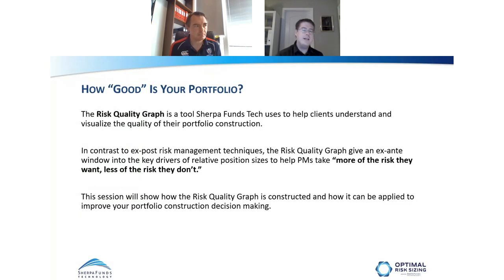And so today, what we're going to talk about is this concept of the risk quality graph. It's a way to visualize your portfolio and to visualize how well built it is. It's driven by what we view as the key drivers of position sizing and portfolio construction decisions at the asset by asset level. And so the risk quality graph is a visual check to help us make sure that we're really taking the risk we want to take in the portfolio while mitigating the risk we don't want to take. So Richard, let's show them what a risk quality graph looks like and see if anybody knows what we're talking about.